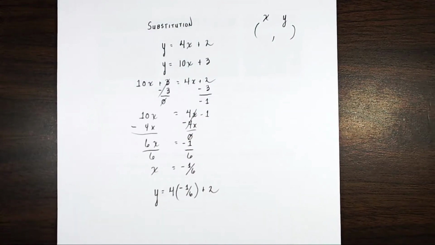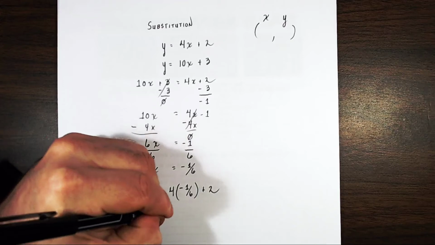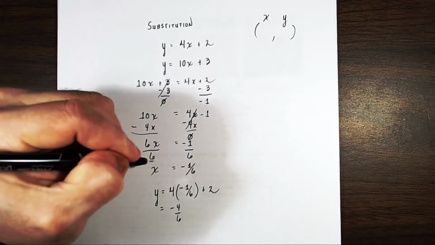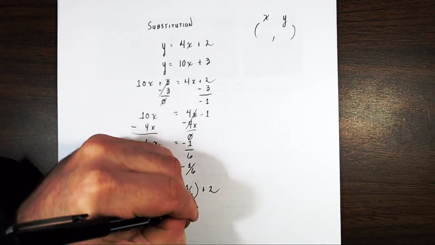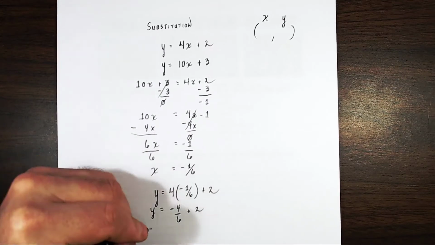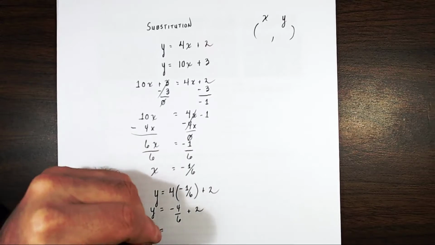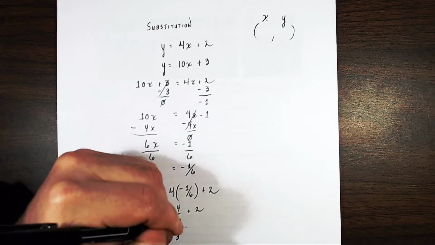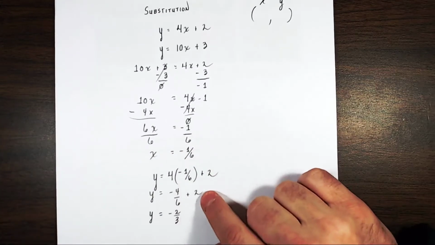And now we just solve. So y equals negative 4/6 plus 2. That's y. And we can reduce this fraction down to y equals negative 2/3. And now I've got to deal with the plus 2.